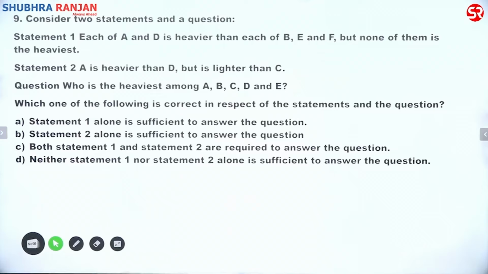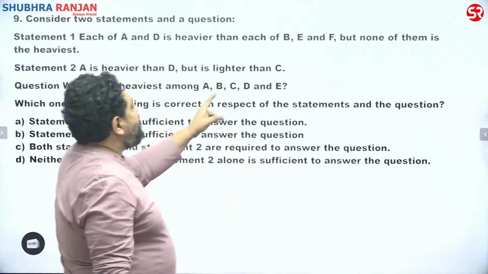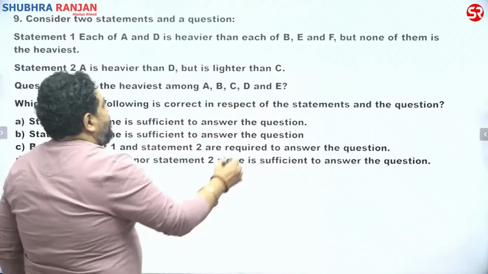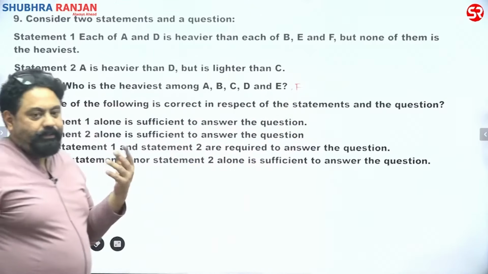Each of A and D is heavier than each of B, E and F, but none of them is the heaviest. Which among them is the heaviest? A, B, C, D, E. A and D is... this question is not complete. Which one is heaviest amongst A, B, C, D, E? F should be there too. E and F. Now it works, because I was not able to understand.